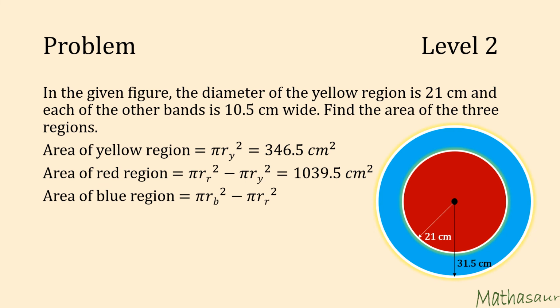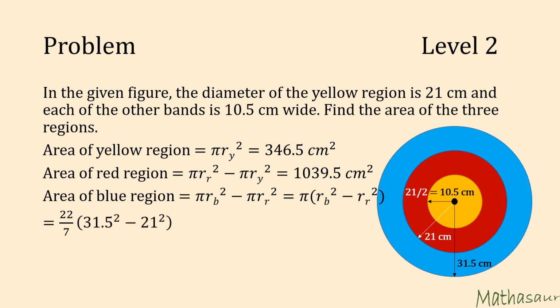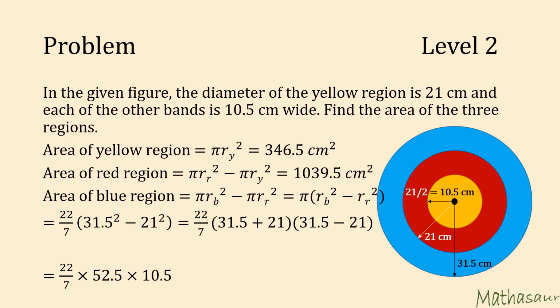Now let us look at the area of blue region. Once again, we shall take the blue circular region and subtract the red circular region. So let us take pi common and substitute the values of radius of the blue circle and radius of the red circle. Let us apply the algebraic identity a square minus b square. It is equal to a plus b times a minus b. Upon simplifying, we see that the area of blue region is equal to 1732.5 centimeters square.